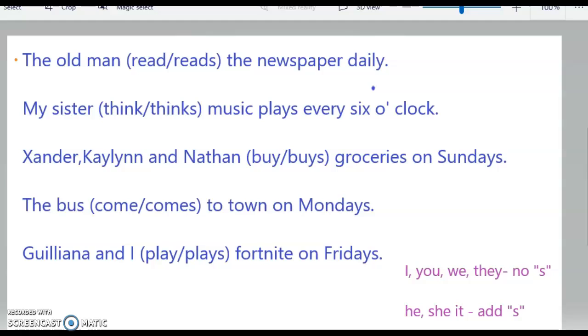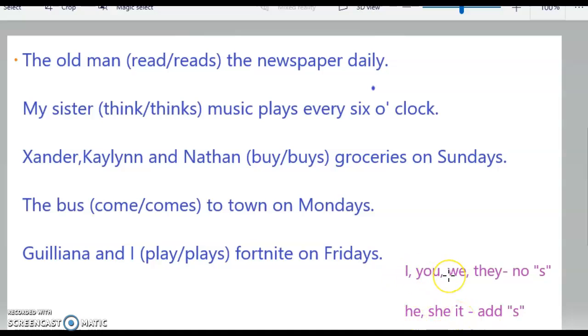So let's review our pronouns. We have I, you, we, and they. For these pronouns, we do not add s to the verb. For pronouns like he, she, it, we will add s. Sometimes it's going to be es or ies. We're going to get into that later. For now, we're just adding s to the verb if it's he, she, it.